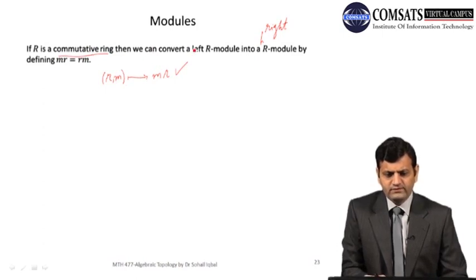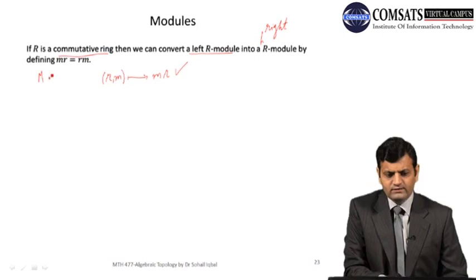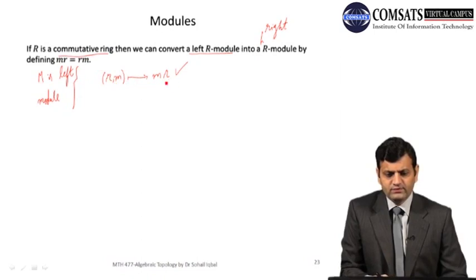We already have a left R module. Okay, so this M is a left module. So if it is a left module, then we already have an action and it satisfies all required conditions. So now we define this operation in the following way: basically we don't know what is M into R, but we define it in this way, that this is equal to R into M. And how do we know what is R into M? Because this is left multiplication, and we know that it exists and it satisfies the condition of the module, because M is a left module. So we define M into R is equal to R into M.